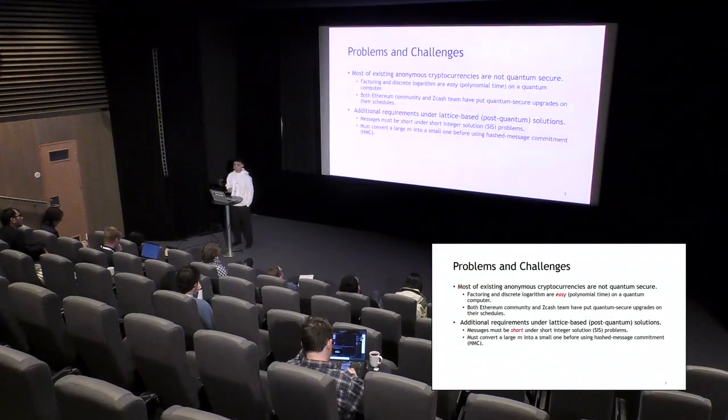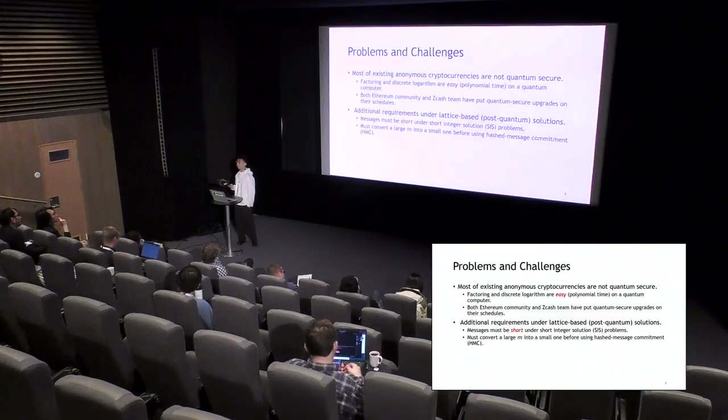Okay, so although we have those constructions so far, there are still problems and challenges. The first is that most existing anonymous cryptocurrencies are not quantum secure, right? And to achieve post-quantum security, we take lattices as an example. There are some additional requirements. For example, the messages must be short under the SIS problems.